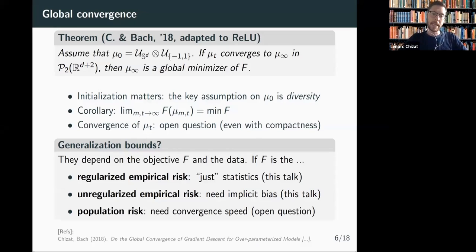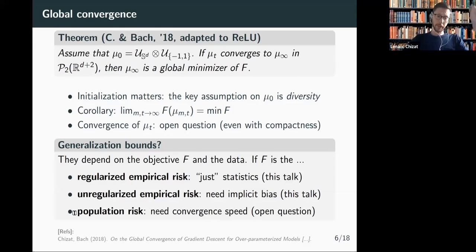Now, if we have the unregularized empirical risk, then this result is not enough because there are many ways to minimize the unregularized empirical risk when we have an infinite number of parameters like in our situation. And so we need to understand which minimizer has been selected by gradient descent. And so we need to go back to a finer analysis of the dynamics, and this will be the subject of the third part of this talk.